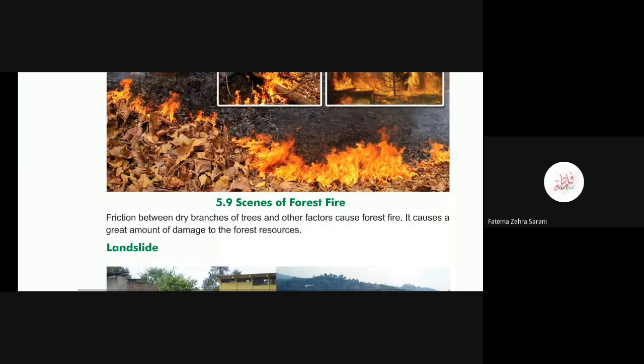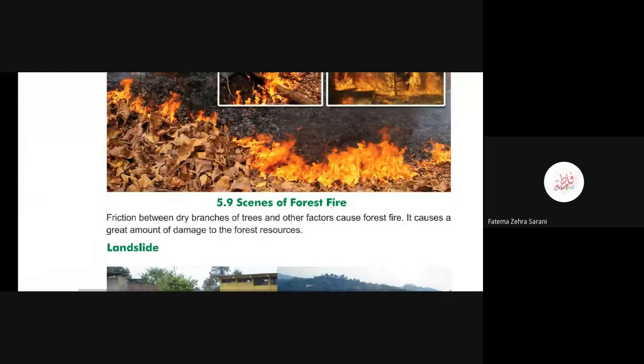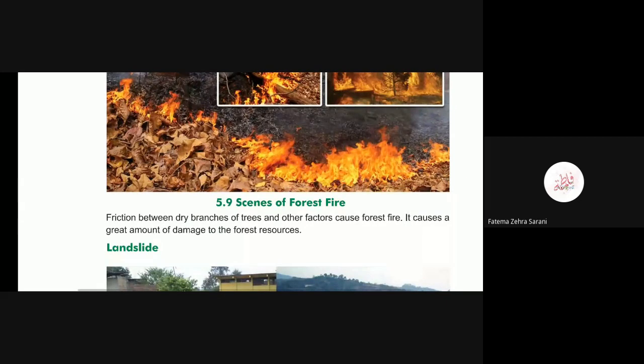So forest fire is happening on the surface of the earth. If there is friction between dry branches of trees, due to that the other factors will be affected and a forest fire will start. Due to this, a great amount of damage will be there in the forest.